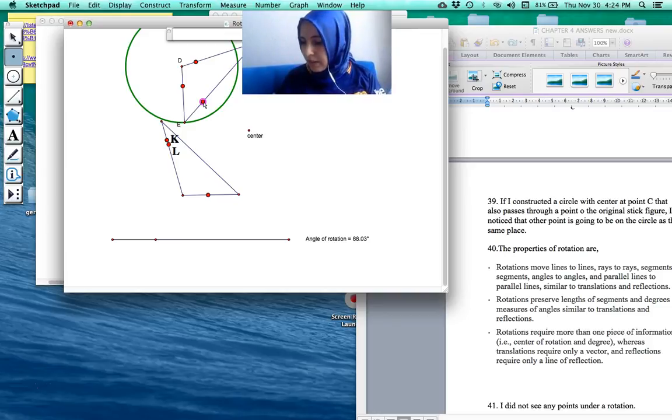Question 58. Which properties of rotations are highlighted by your interactions with this sketch? I can highlight these properties: rotation preserves lengths of segments and degree measures of angles, similar to translation and reflection, by my interactions with the sketchpad.